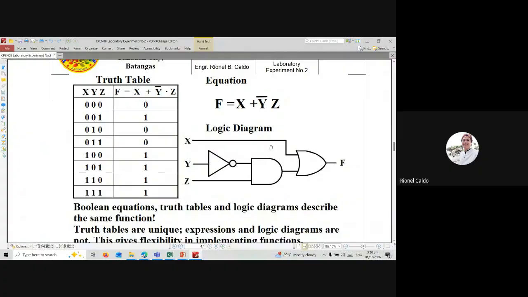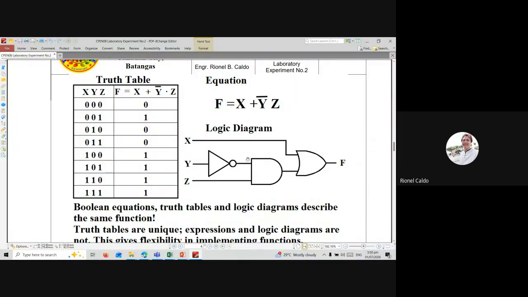For the logic diagram naman, basic lang din. Ang technique dyan, we can do horizontal or vertical. Etong technique na ginamit ko dito is horizontal. Sinulat ko muna dito sa left side yung input literals, X, Y, and then Z. 'Di ba? Obviously dito, ang uunahin mo lagi yung inverter. 'Di ba yung Y naka-invert? So yung Y, lalagyan ko muna dito ng inverter symbol.